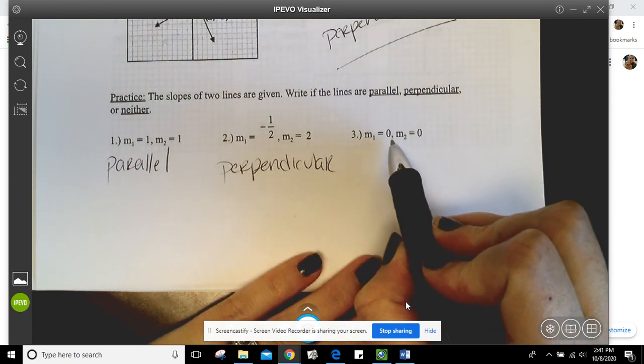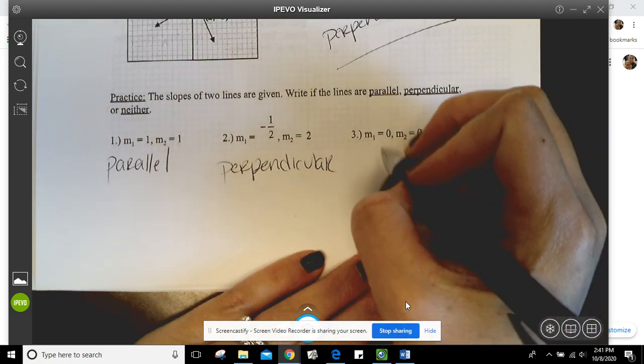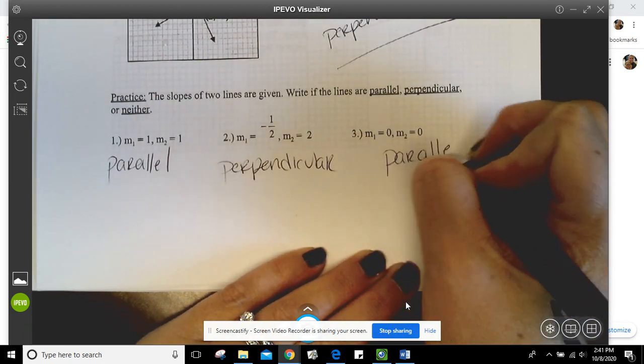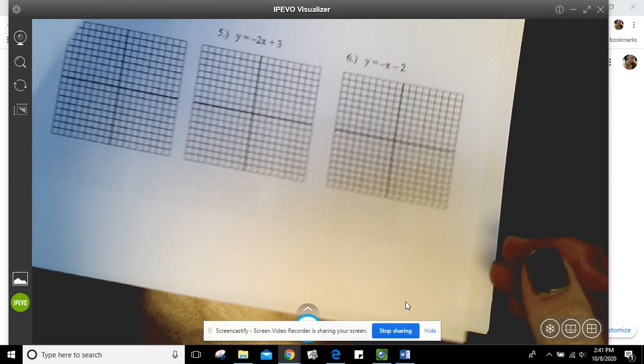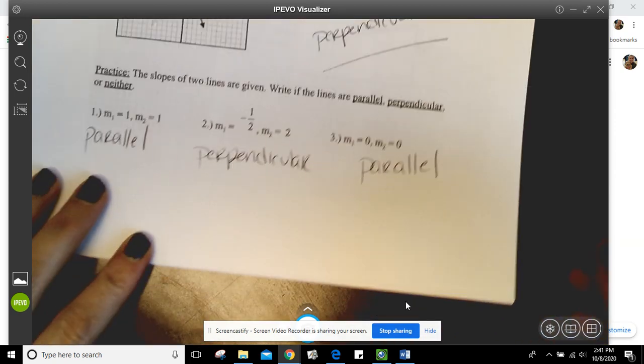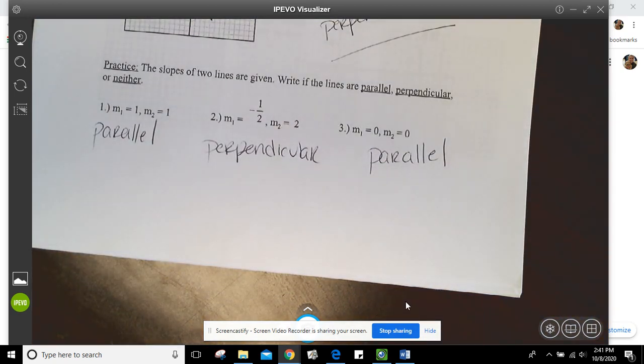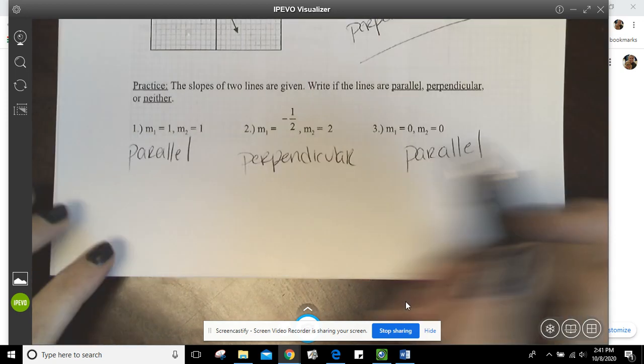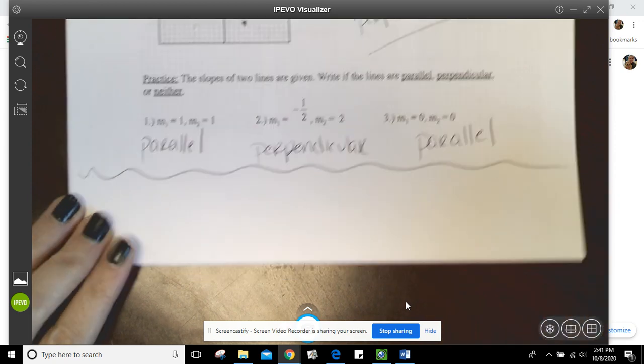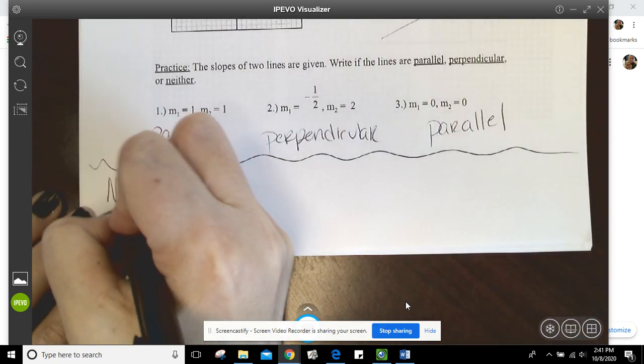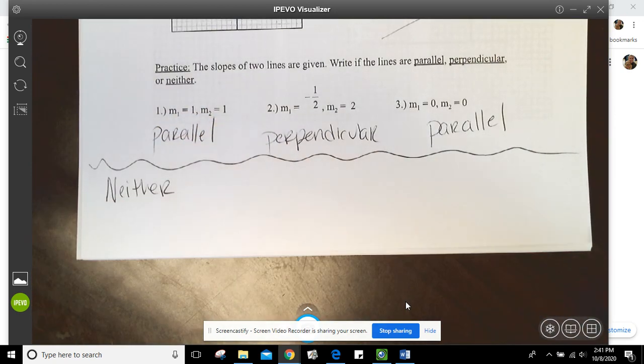And then for number 3, they are the exact same number again, so this would be parallel. So let me give you some examples of neither, just so you know what neither would be. These would be neither parallel or perpendicular. These would just be two lines that are intersecting.